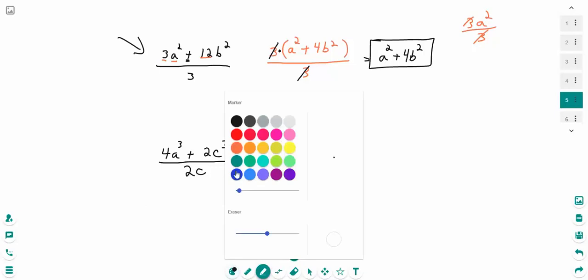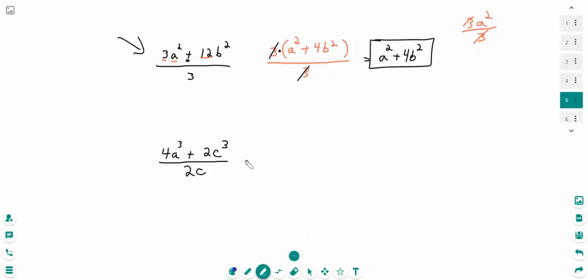All right, so let's give this one a whirl. So let's start by finding our greatest common factor in the numerator. And our numbers are a 4 and a 2. So the greatest common factor there is going to be a 2. Then we have an a to the third, and there is no shared variable. So that's it. It's just the 2. Okay, it's the only thing we have for the greatest common factor.